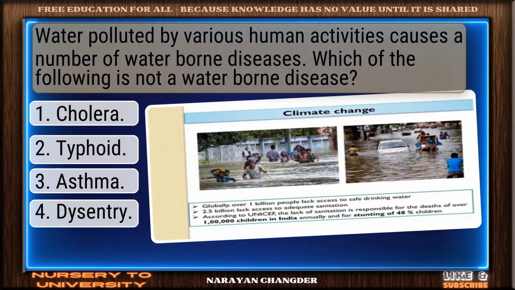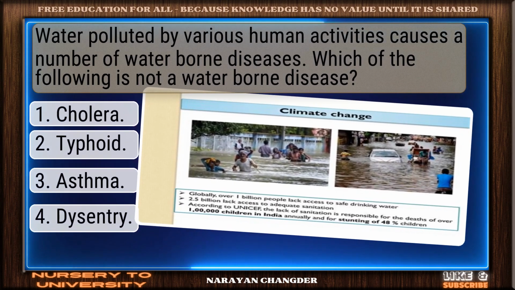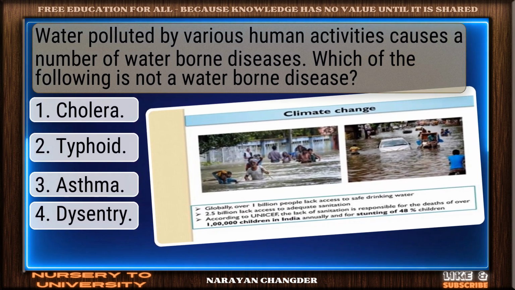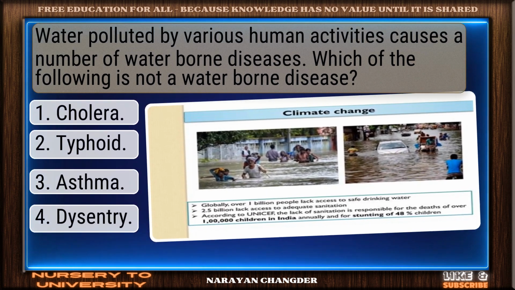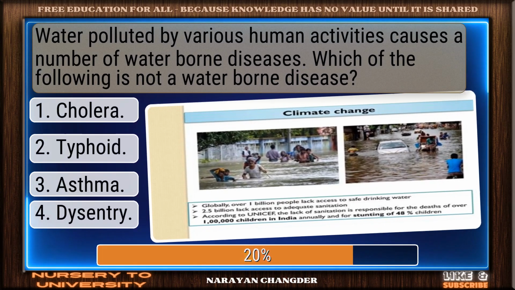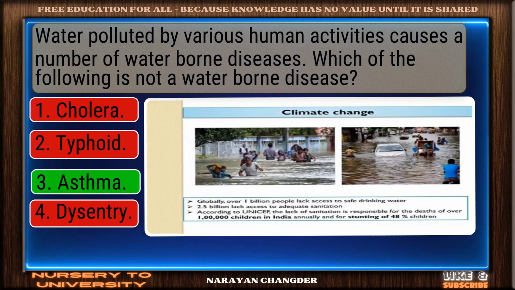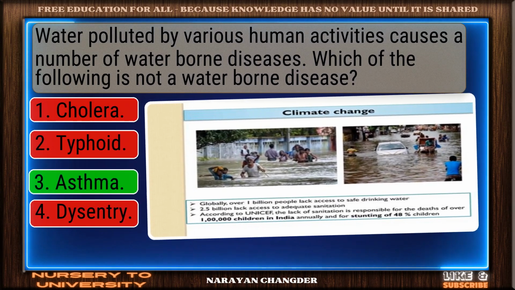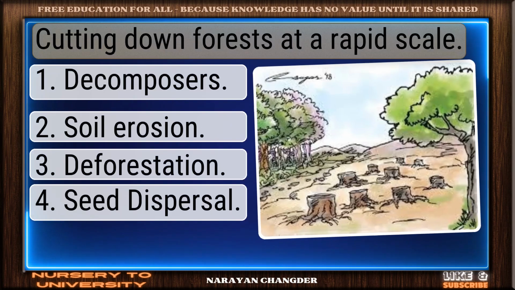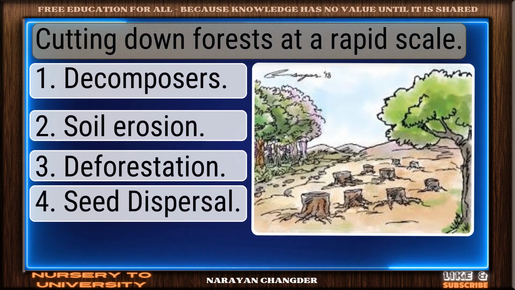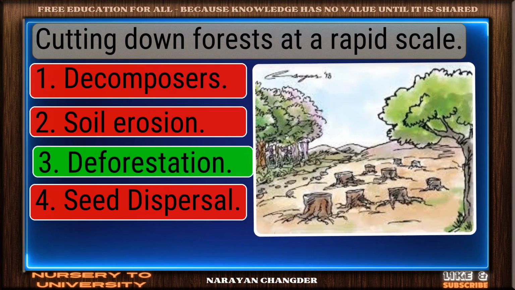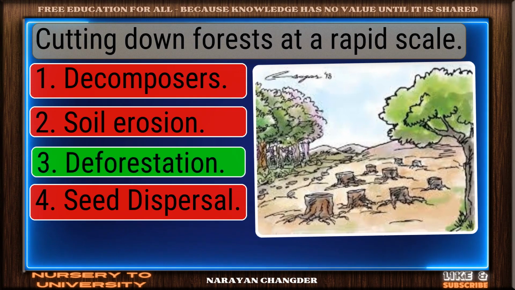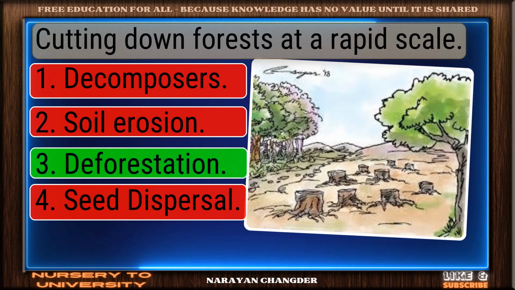Question number 8. Water polluted by various human activities causes a number of waterborne diseases. Which of the following is not a waterborne disease? Right again, asthma is a valid answer. Question number 9. Cutting down forests at a rapid scale. You chose deforestation. And it is correct.